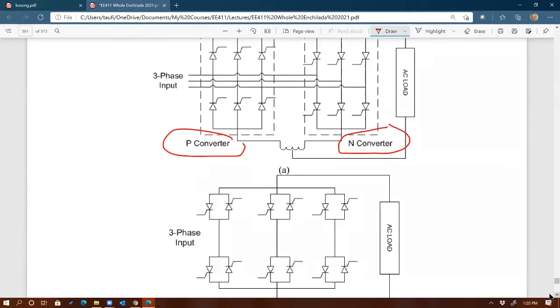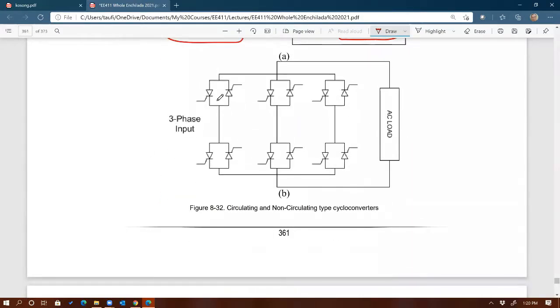Whereas with a non-circulating converter, if you want to create a positive half cycle, then we only turn on those thyristors that correspond to the positive half cycle. So only turn on those for half of the cycle, and then the other ones turn off for the negative half cycle. So it's basically non-simultaneous operation. That's how we can prevent circulating current, because we're only operating one converter at any given time. So that's the difference.